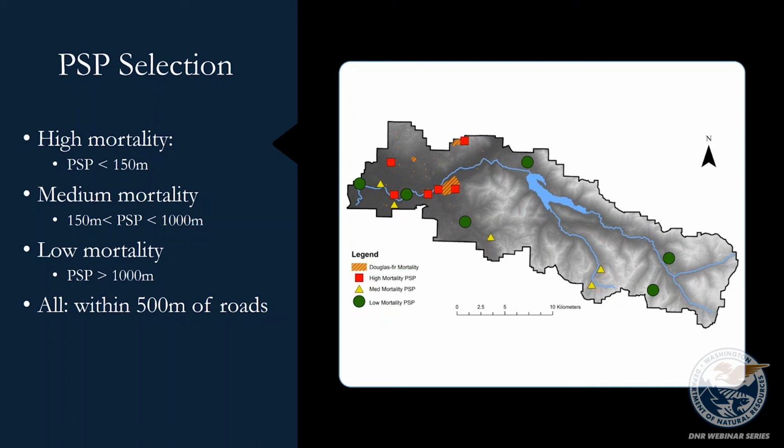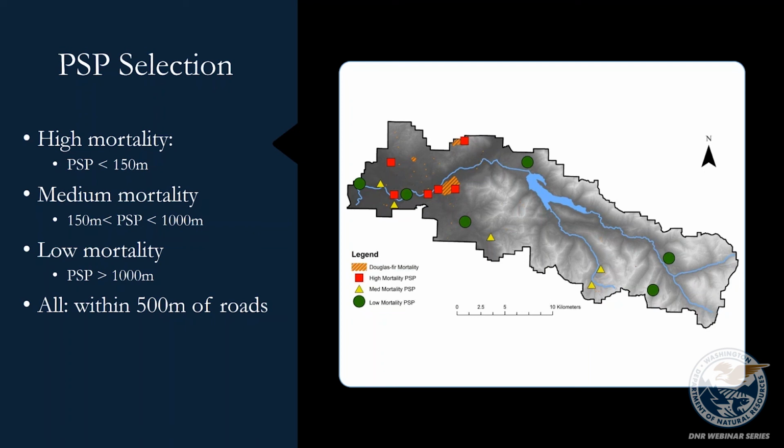So high mortality level, I classified initially as those PSPs that were less than 150 meters from a mortality area, those orange striped areas. Medium mortality PSPs I identified as those within 150 meters to 1,000 meters of a mortality area. And the low mortality were those greater than 1,000 meters from a mortality area. And all of these needed to be within 500 meters of roads for ease of access and to save time, especially because I had interns and equipment that I was carrying with me.